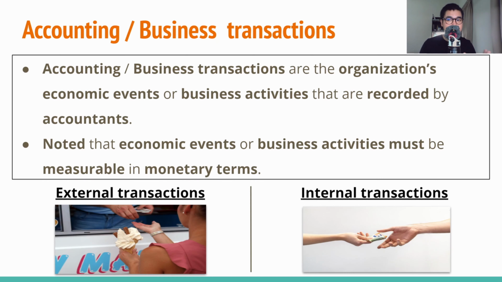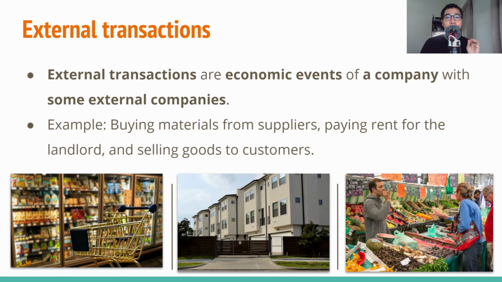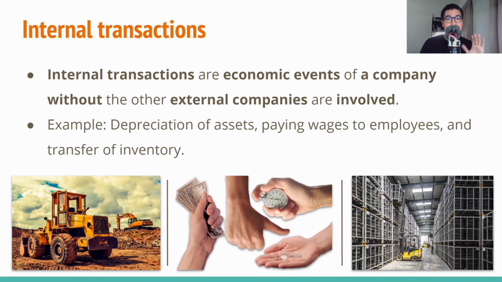Furthermore, there are basically two kinds of accounting transactions, which are external transactions and internal transactions. Now we're going to jump into the external transaction in the next slide, okay? So this is the external transaction, and the concept of an external transaction is the economic events of a company with some external companies. For instance, buying materials from suppliers for production, paying rent to the landlord, and selling goods to customers. And that is all. Next, it will be about internal transactions.